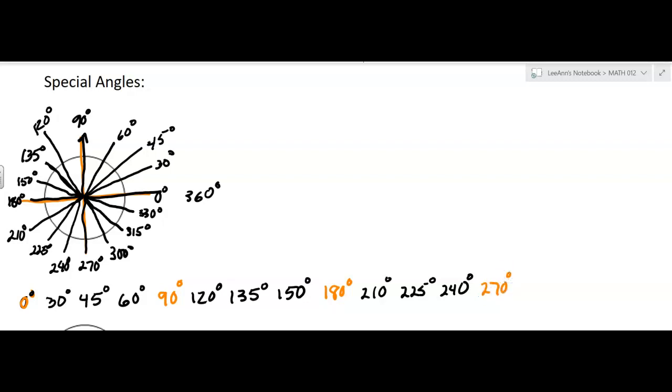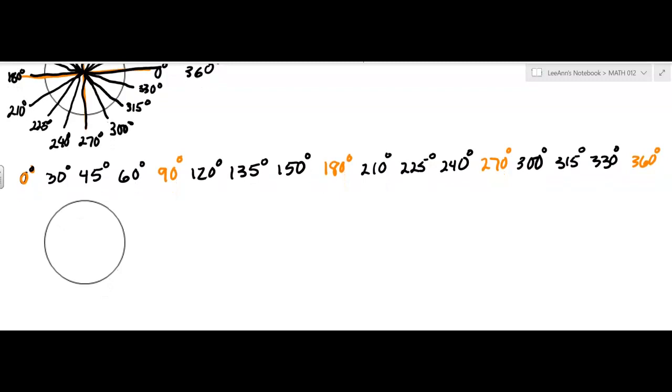Fourth quadrant, 300 degrees, 315 degrees, 330 degrees, and then the last quadrantal angle in one full rotation, 360 degrees. Okay, so those are the special angles in degrees. You want to learn those, okay? It'll be very helpful for you to be familiar with them.